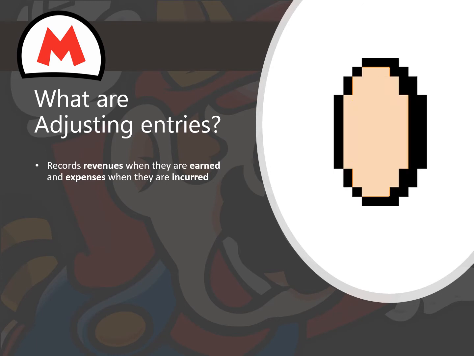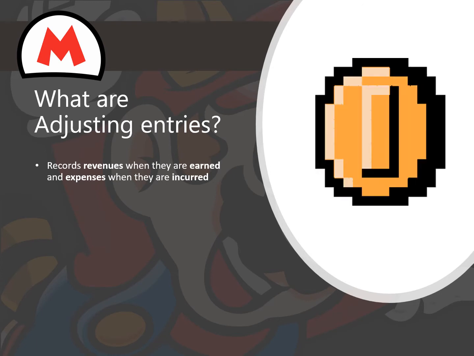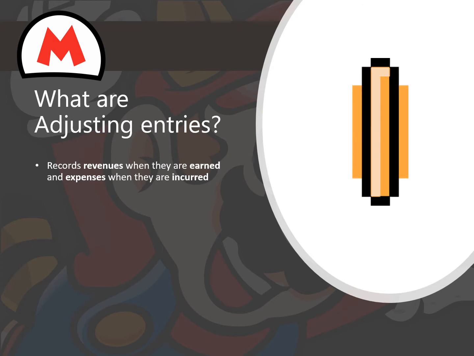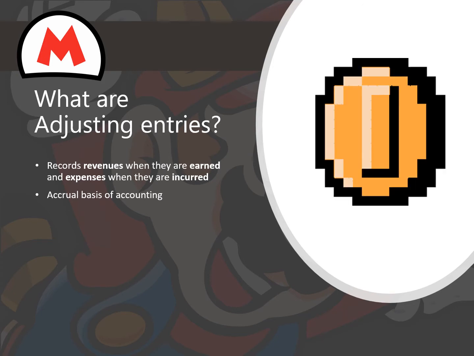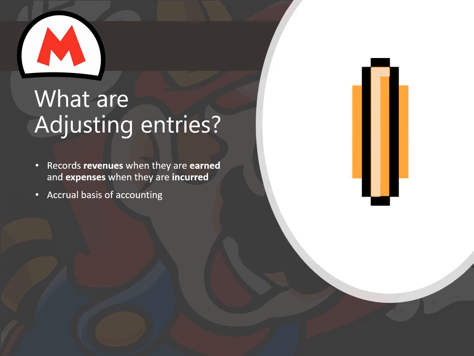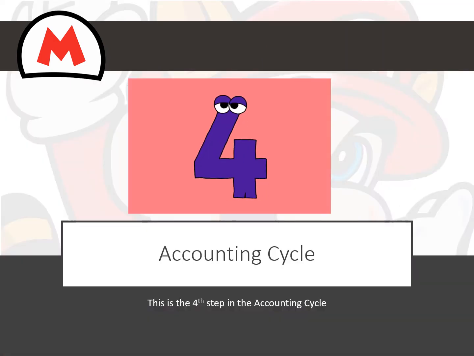Adjusting journal entries are entries made in the general journal to adjust any revenues that have been earned but not recorded and expenses that have been incurred but not recorded. We conduct adjusting entries under the accrual basis of accounting as it occurs at the end of each accounting period. This is the fourth step in the accounting cycle.